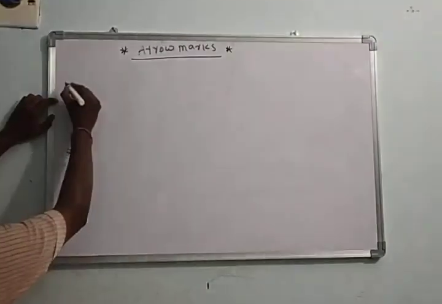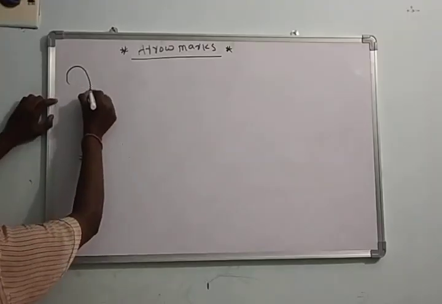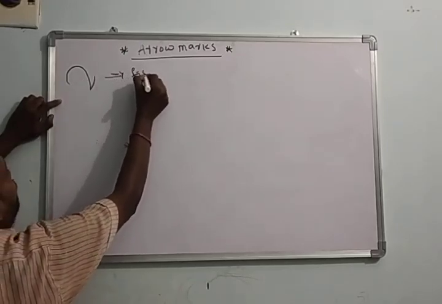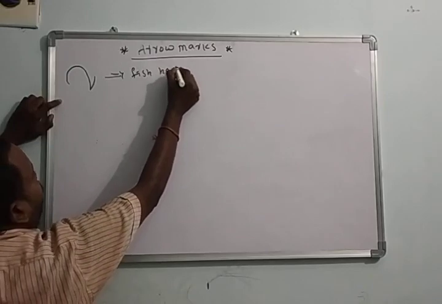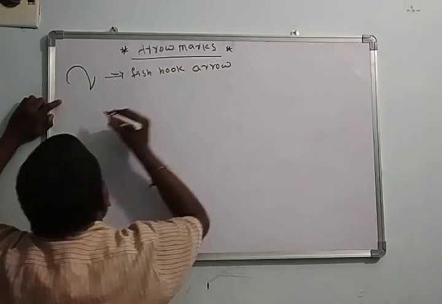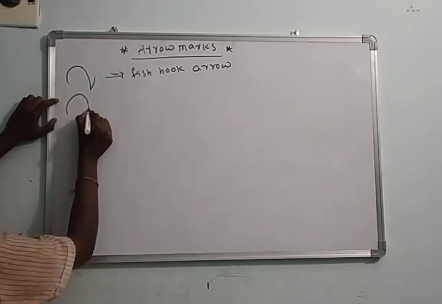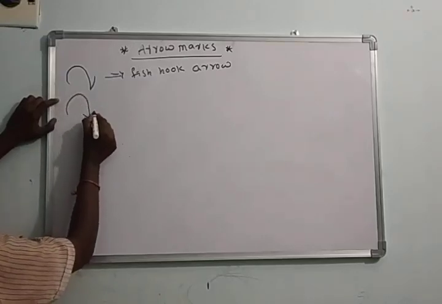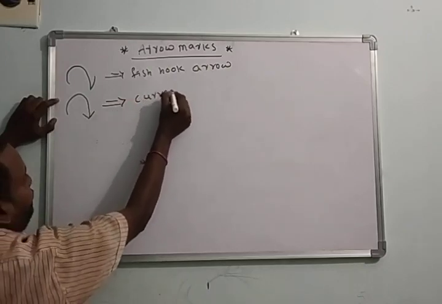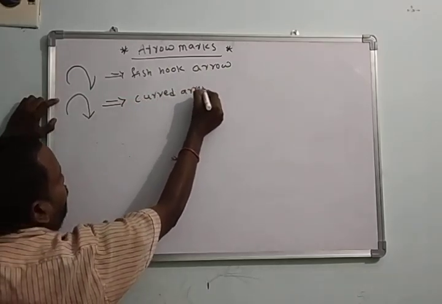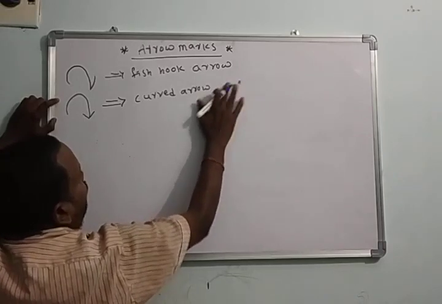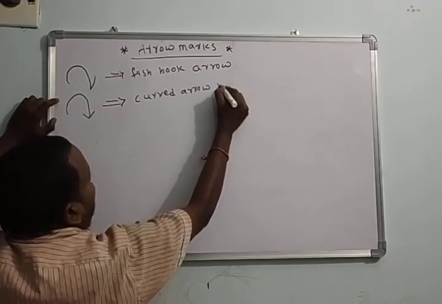Like this, this is one arrow mark. This we call the fish hook arrow mark. And here we have one more arrow mark. This we call the curved arrow mark.